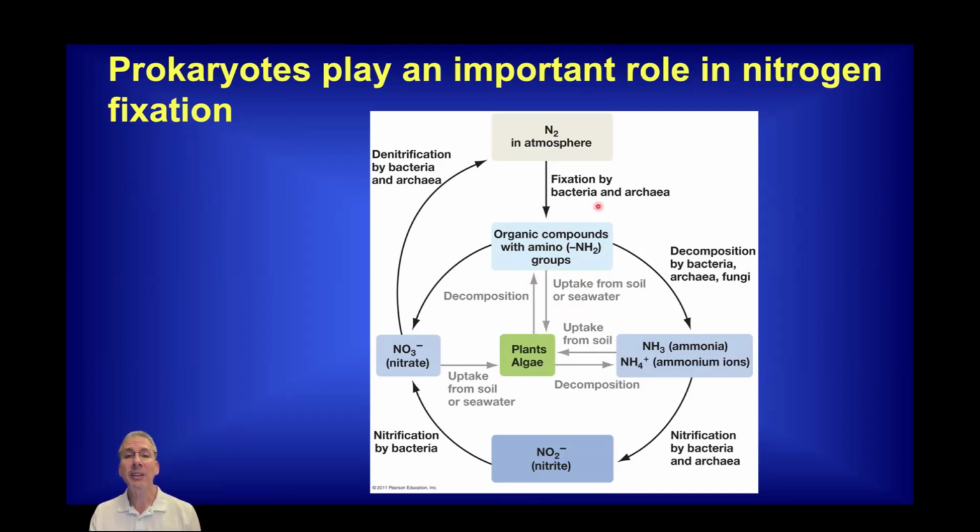And we rely on bacteria and archaea to accomplish just that. And then once the nitrogen makes its way through ecosystems, once again, we rely on bacteria and archaea to put that nitrogen back into the atmosphere in the form of N2. So again, nitrogen fixation and denitrification come about as a result of the activity of bacteria and archaea. So a profoundly important role in the ecosystem.